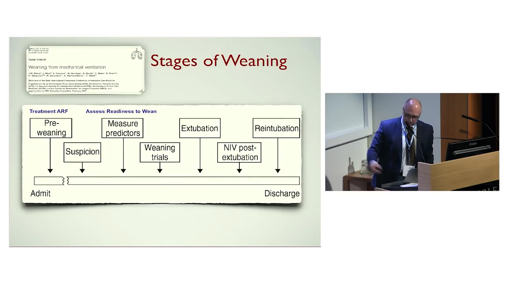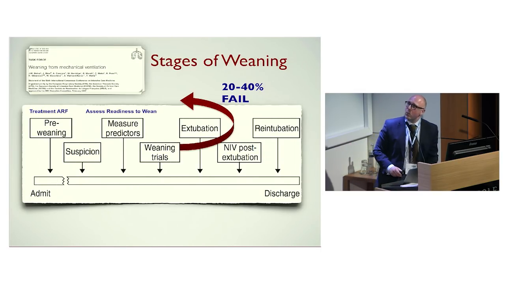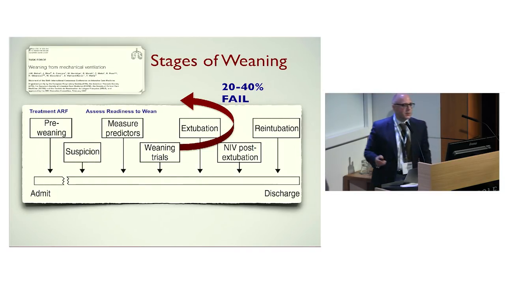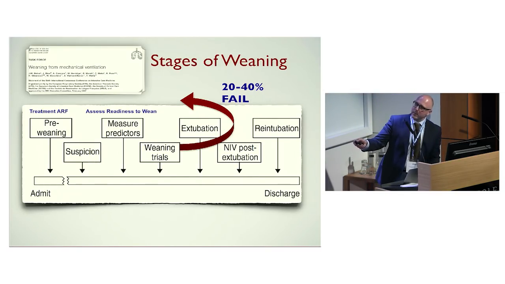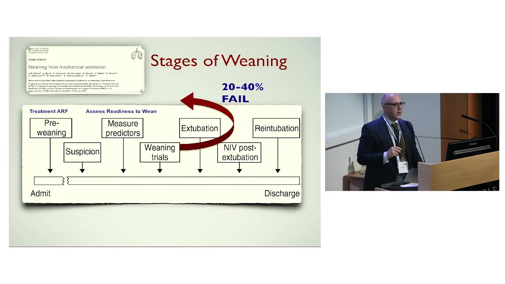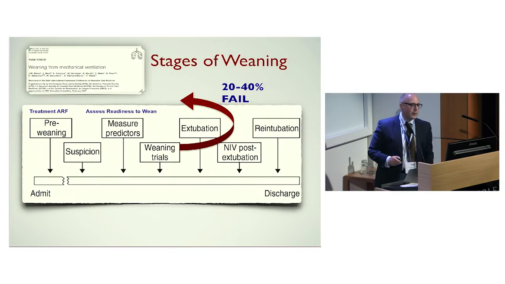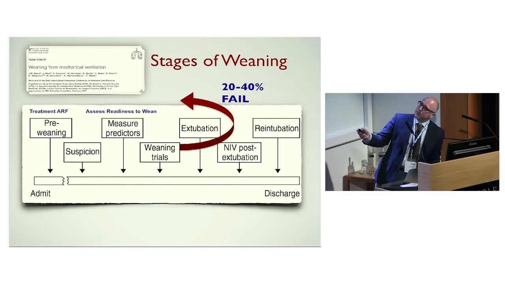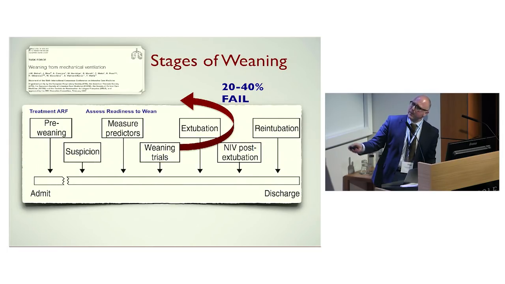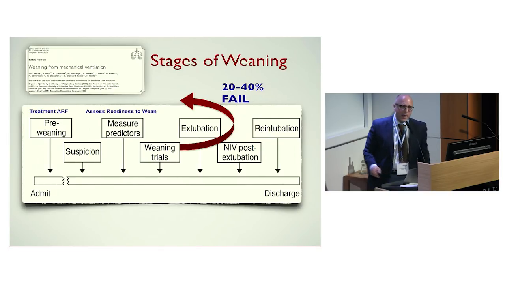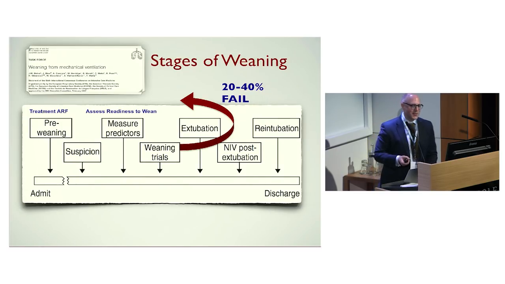If the weaning trials go well, and the majority do quite well, about 60 to 80% of the patients will be extubatable after the first weaning trial. We'll see later on this is called simple weaning. But still 20 to 40% will fail, and they'll have to move on to more weaning trials, and eventually to extubation. Then here we've got another option, which is NIV post-extubation. We'll talk a little later about when this might be considered and when it's probably best to avoid.